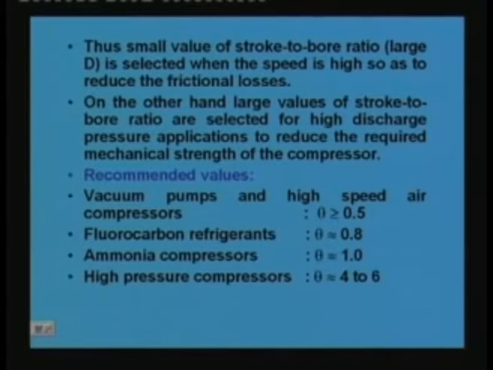And finally, for high pressure compressors, such as carbon dioxide compressors, we have to go for a high value of theta, about 4 to 6, so that the mechanical strength requirement will be small. So this is the criteria based on which you have to select the stroke to bore ratio.